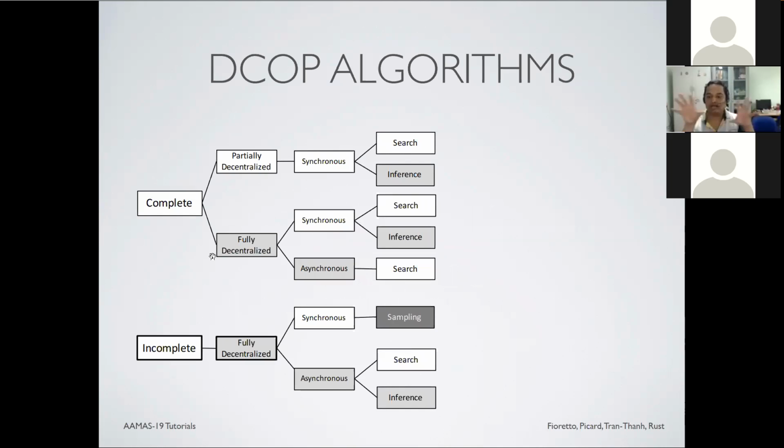So this is the complete categorization of the DCOP algorithm. There can be two types of algorithm for DCOP. One is the complete algorithm, another is the incomplete algorithm. What is the difference between the complete algorithm and incomplete algorithm? The complete algorithms are the algorithms which give you the optimum result. The most optimized result it will provide.